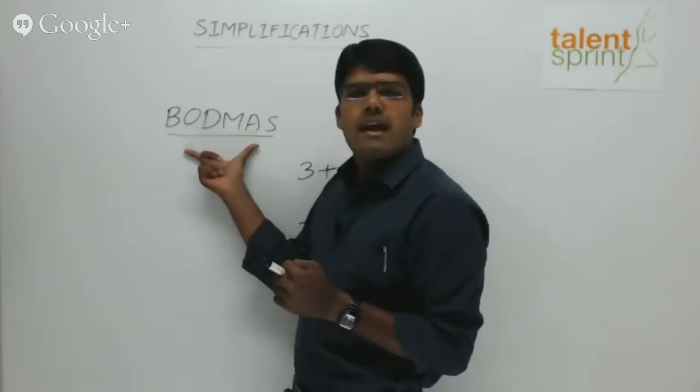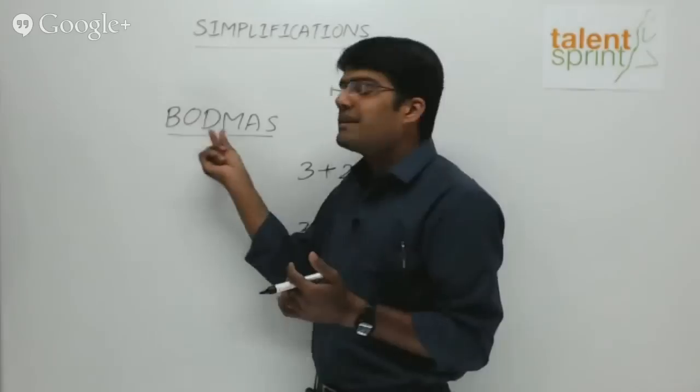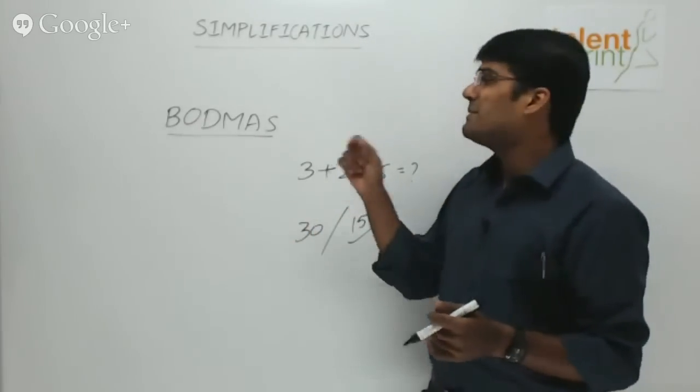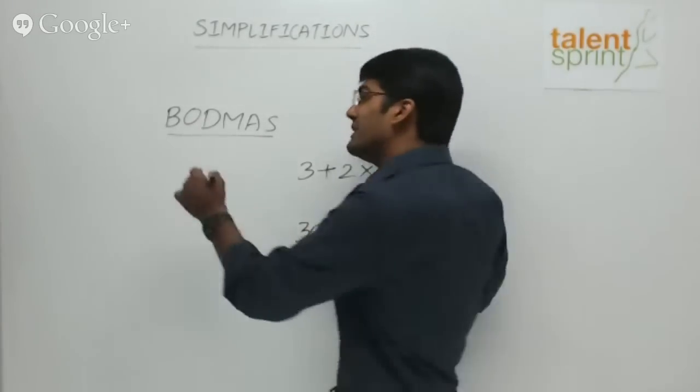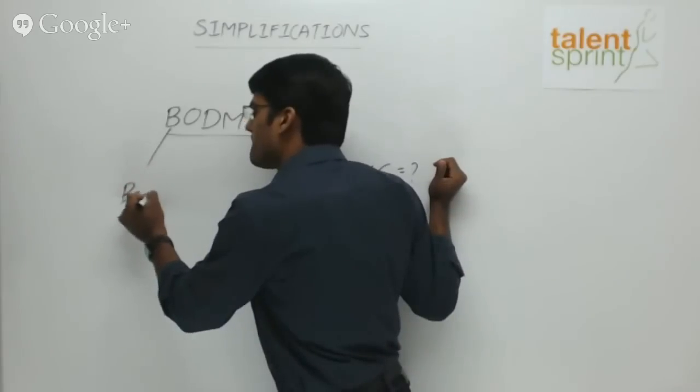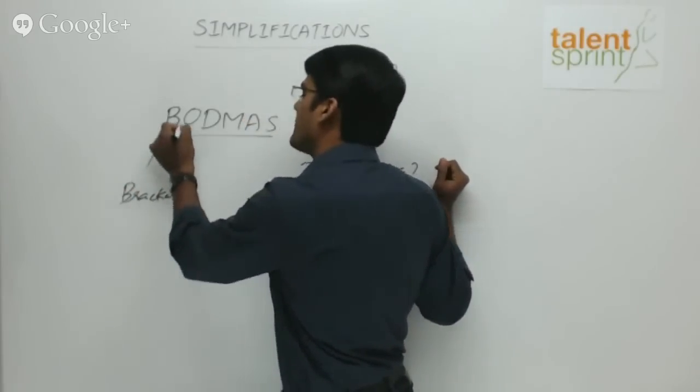Now this is actually an abbreviation. Each letter here stands for one term. For example, B stands for brackets. Let me just give the abbreviation first. B is for brackets.